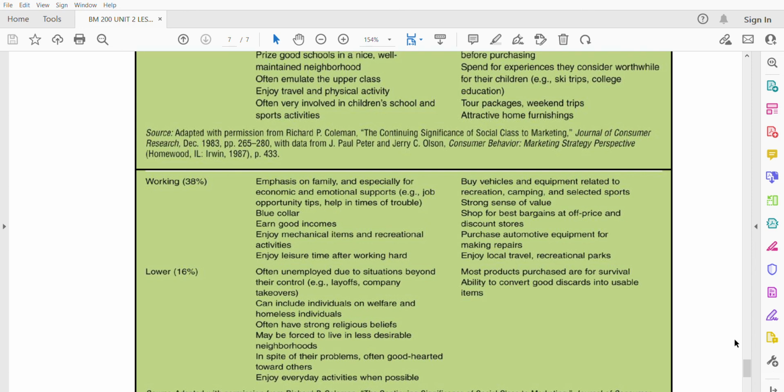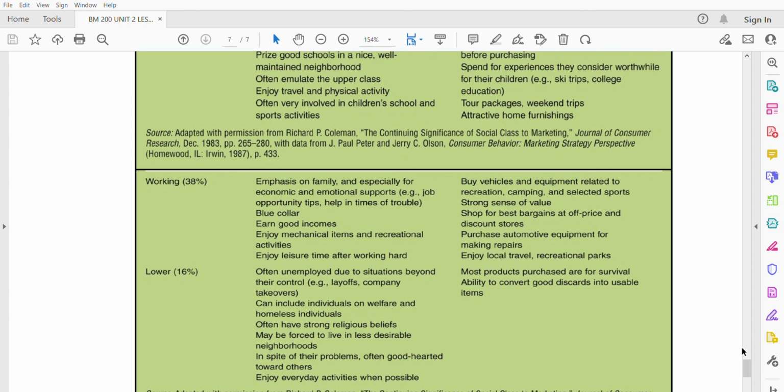So, dirita sa working class, if we like to go on kanang mga nag 50% nag-sale, 50% off, 30% off na mga discounts, purchase automotive equipment for making repairs, and enjoy local travel and recreational parks. So, dili lingon na nga dako kay nga gasto when traveling or when enjoying leisure time.